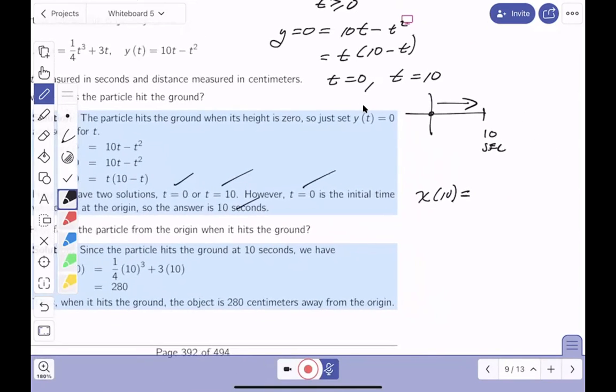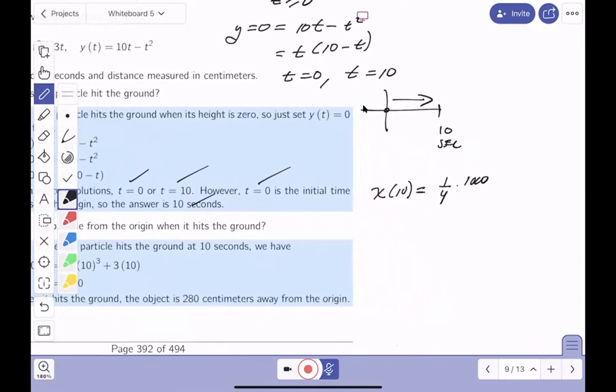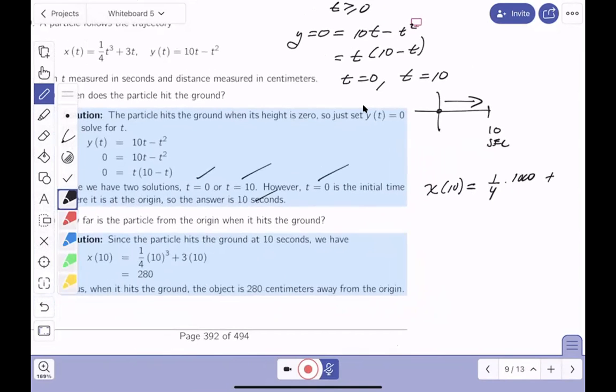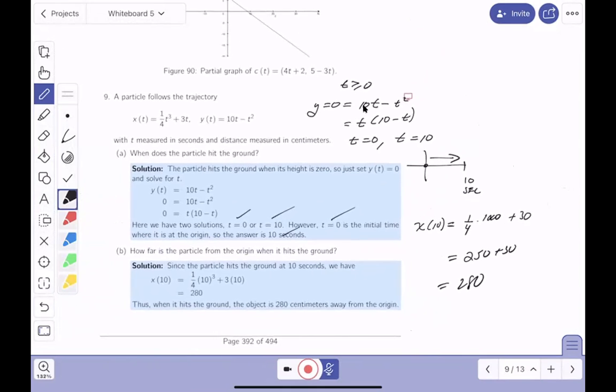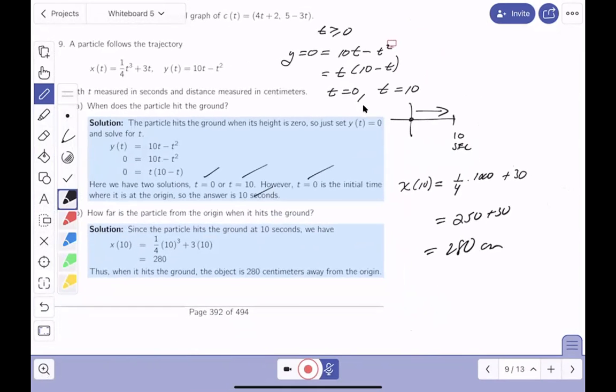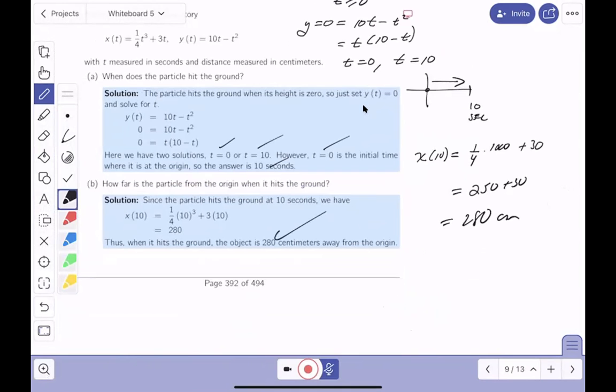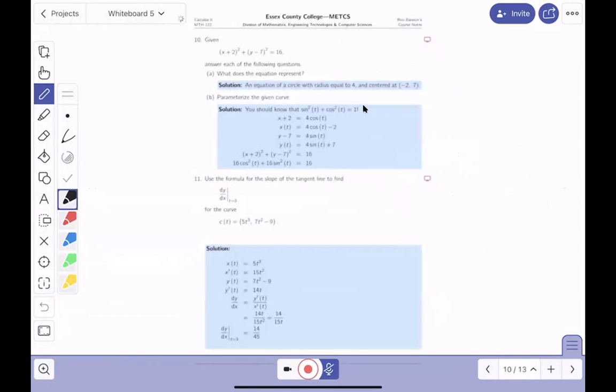So it's going to be 1/4. 10 cubed is 1,000. We'll do the computation later. Plus, well, it's 3 times 10, which is 30. So it's going to be 250 plus 30, which is 280. And again, I think they're measuring this in centimeters, right? Yep, 280 centimeters from the origin. And that's right over here. All right, let's go to the next question.